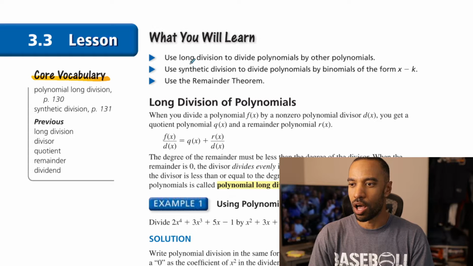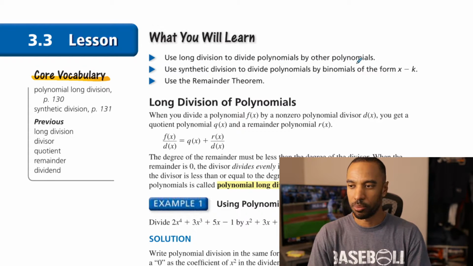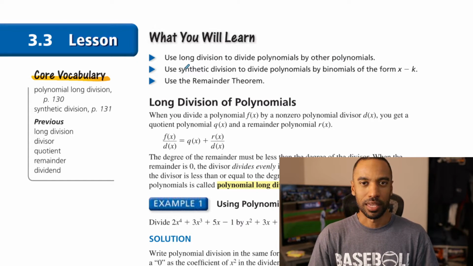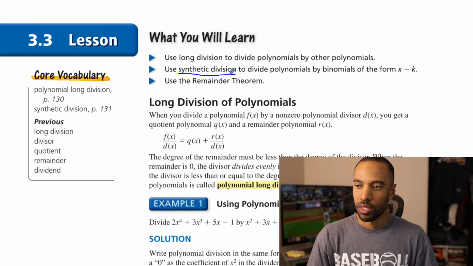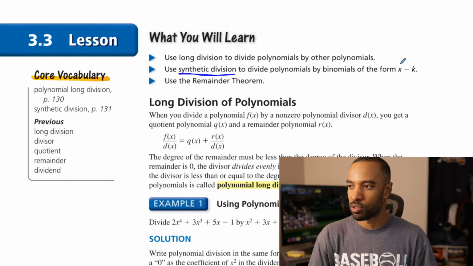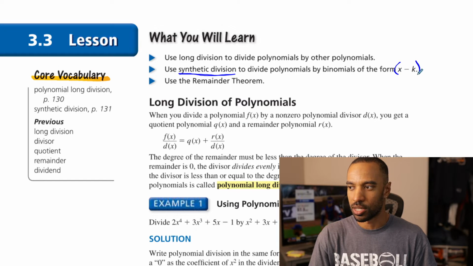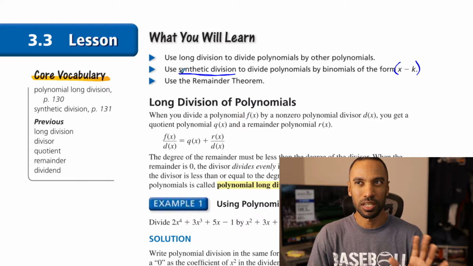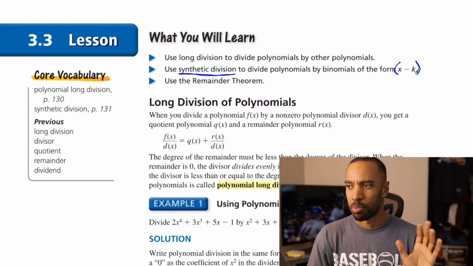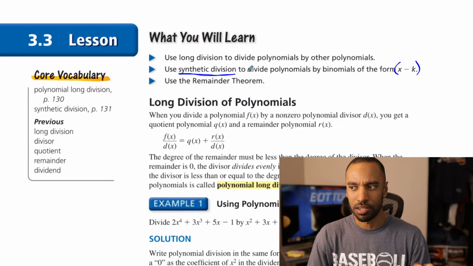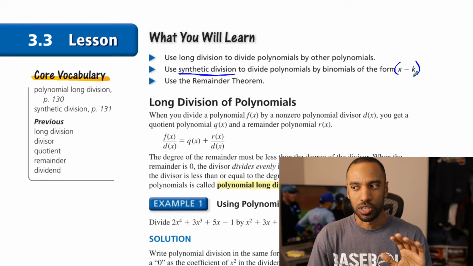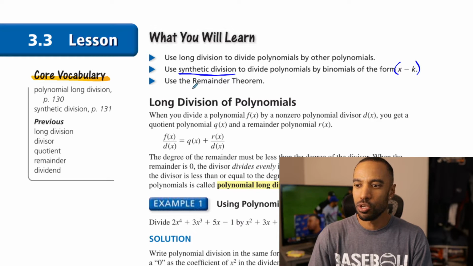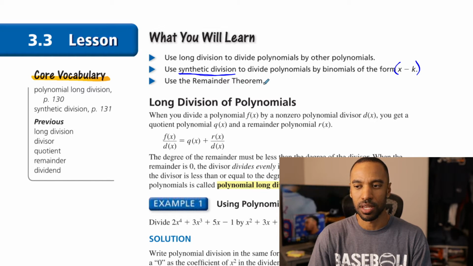So we're going to use long division to divide polynomials by other polynomials. Polynomials being like x squared plus whatever, or x to the fourth minus, like those. Synthetic division, we use that to divide polynomials by binomials of the form x minus k. Now they're being very specific with this, and I will as well. Synthetic division only very specifically works in this form. It's not like true division, if that makes sense. It probably doesn't to you just yet, but it only works in this form. Just take my word for it. I'll probably show you how or why it works, and it uses what's called the remainder theorem. We'll dive into that in a moment.